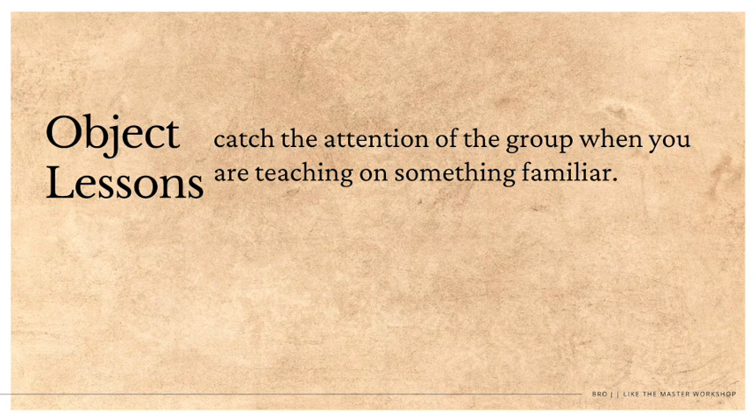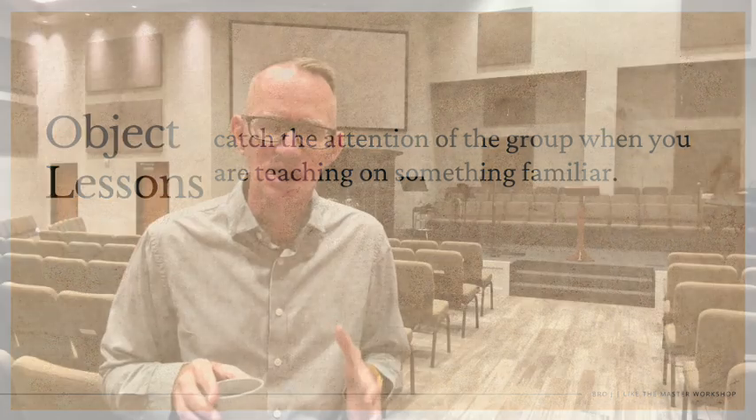One thing we want to consider when using object lessons is to catch the attention of the group when you're teaching on something that might even be familiar to them. Now, object lessons can be small things in the room or small things you bring in. Something that's unobtrusive, something you just pick up quickly and show them. Maybe, for example, on your table in your small group room, you have a flashlight just sitting there, just randomly sitting on the table. And you're teaching about Jesus as the light of the world. And as you're teaching, maybe you just pick up the flashlight and you turn it on and say, "Jesus is the light of the world."